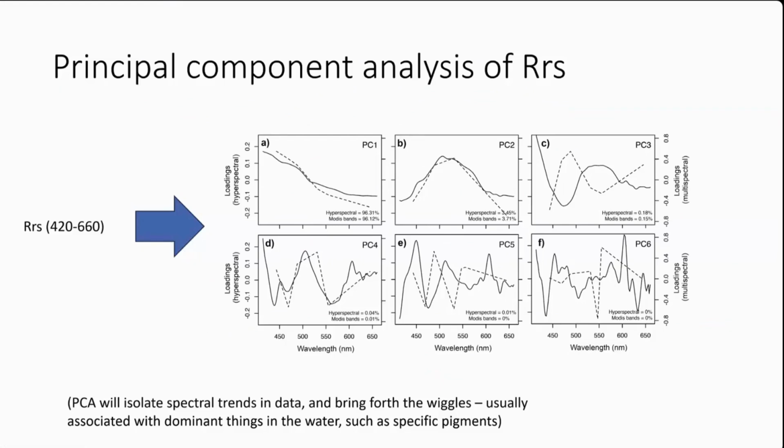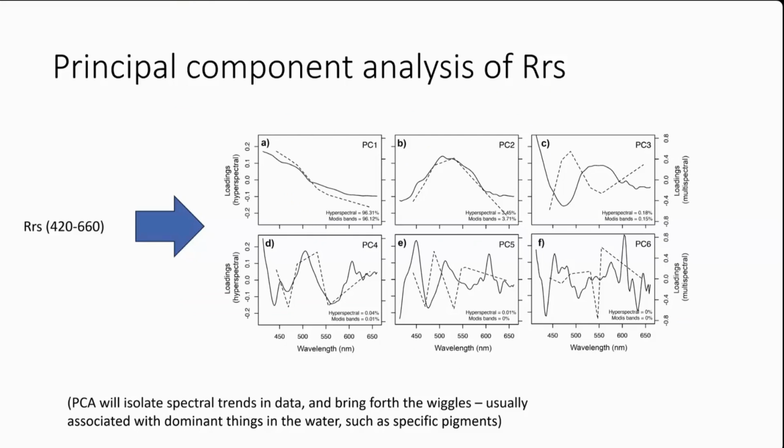So once you run the principal components analysis on remote sensing reflectance, you start teasing out different components that are contributing to this total signal that we see in Rrs. And you can see the first component looks like some kind of background, probably CDOM-ish. Then the second component, the second top graph, looks like some kind of chlorophyll, and so on and so on.